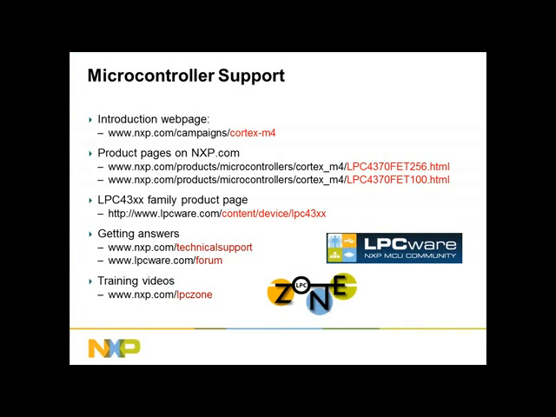Okay, so where do I find out more information? How do I get support? I mentioned two websites. Obviously, nxp.com is where you would go for all NXP-related documentation and news. So as you see the second couple links here, the product pages are on nxp.com, and you see the two packages. The 4370 FET256 basically means it's minus 40 to plus 85 in a BGA package, 256 pins.